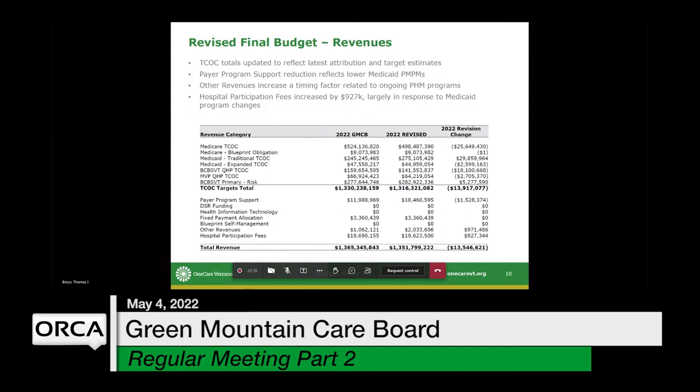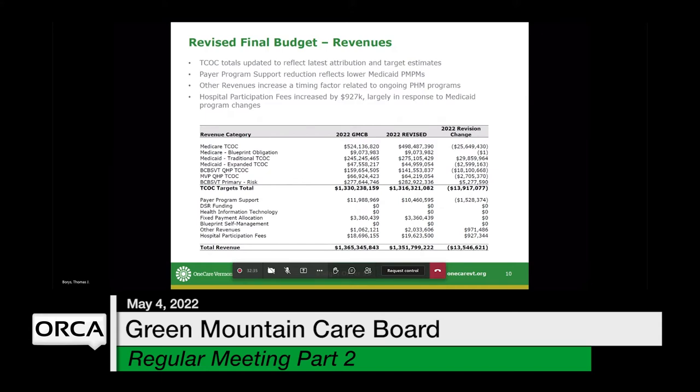Shifting into some more numbers, this is a revenue slide. I'll note again, as I always do, the total cost of care targets are not really revenue. They represent accountability in these programs. So it's not always a cash flow through OneCare.